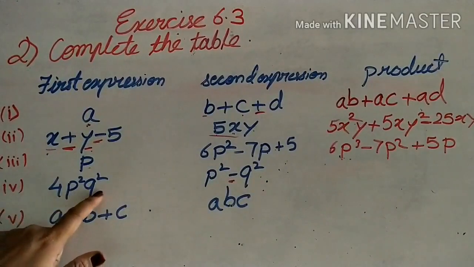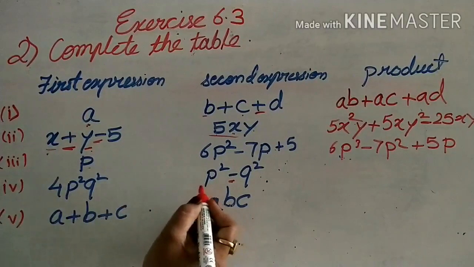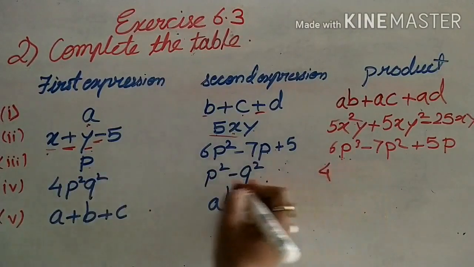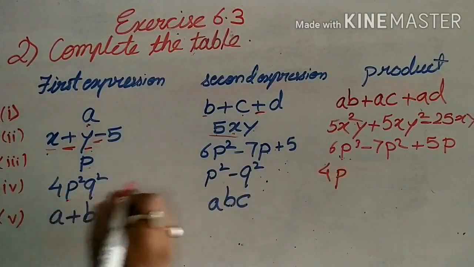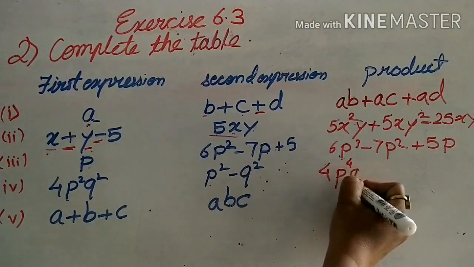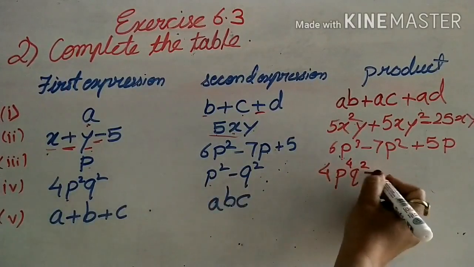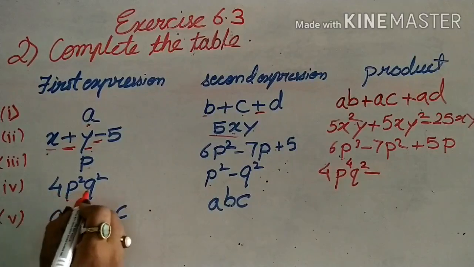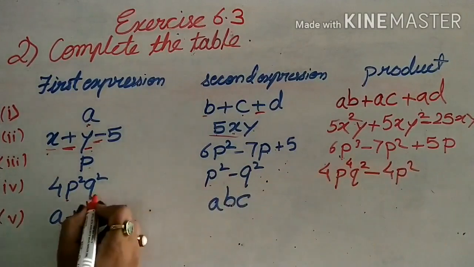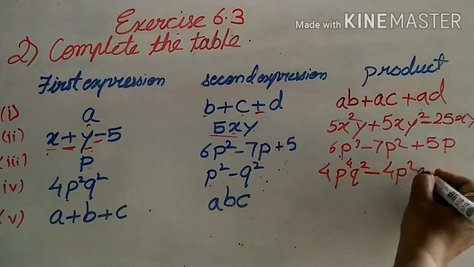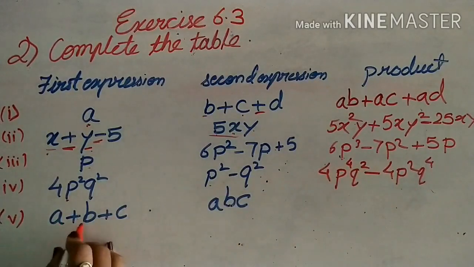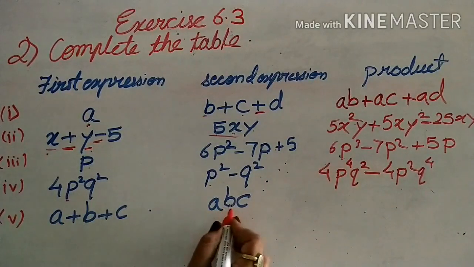4p square q square into p square. First we have to multiply to this q square. Means 4p, p square into p square, it becomes p raised to 4. Q square as it is we have to write. Now this minus sign we will write as it is. Now 4p square q square into q square, it becomes q raised to 4. This is the answer.